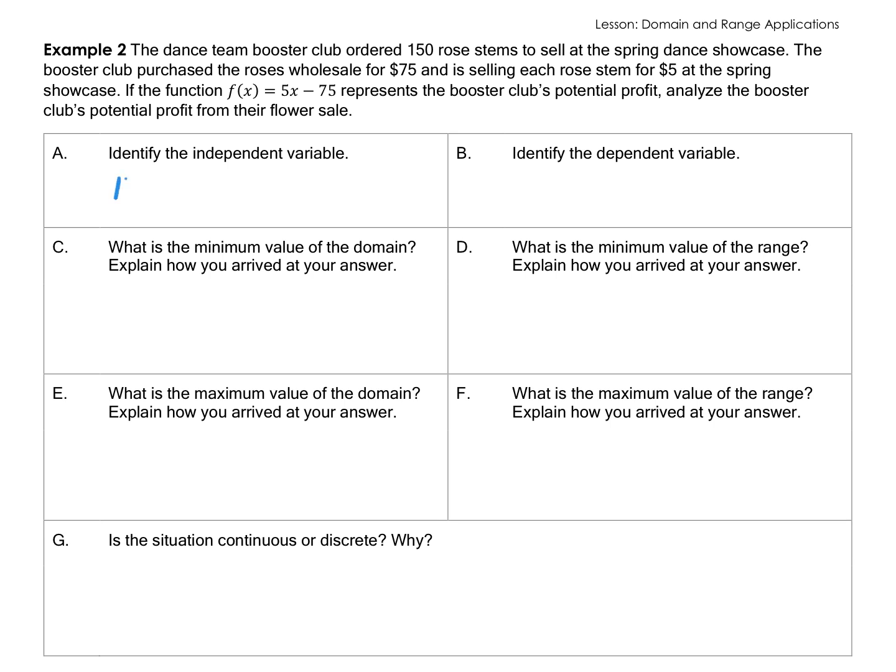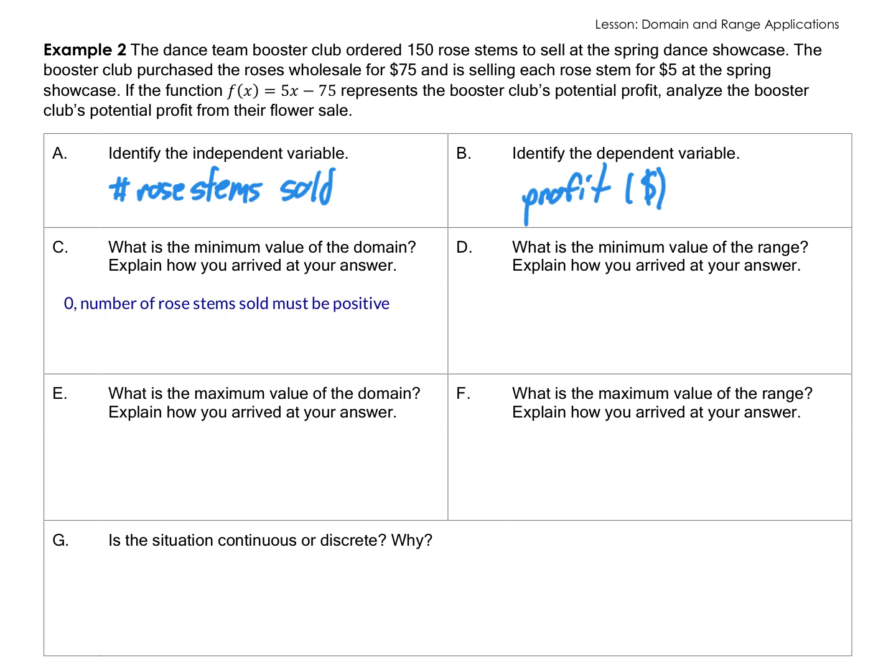First, we must identify the independent variable. In this case, the variable that we are deciding is the number of roses sold. Then we're going to identify the dependent variable. In this case, the profit depends on the number of roses sold.